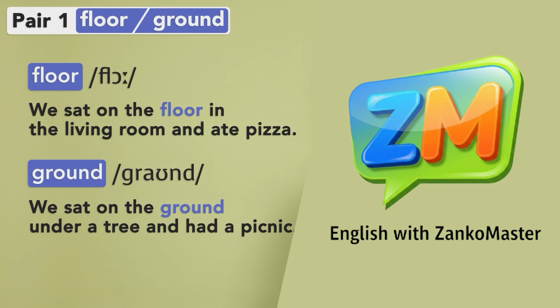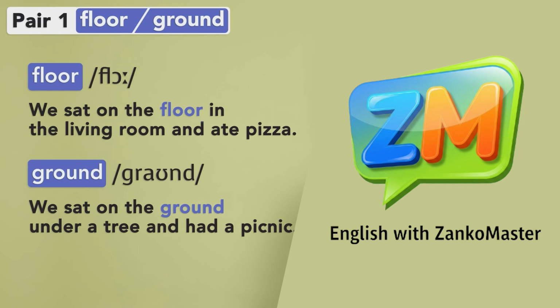Let's clear any confusion once and for all. The floor refers to the flat surface of a room that people can stand or walk on. It is usually inside. The ground refers to the surface of the earth outside. It might be soil, concrete, grass, and so on. Floor, generally inside, ground, generally outside.